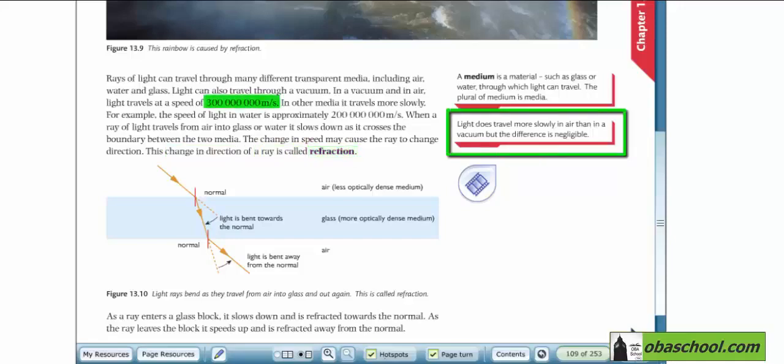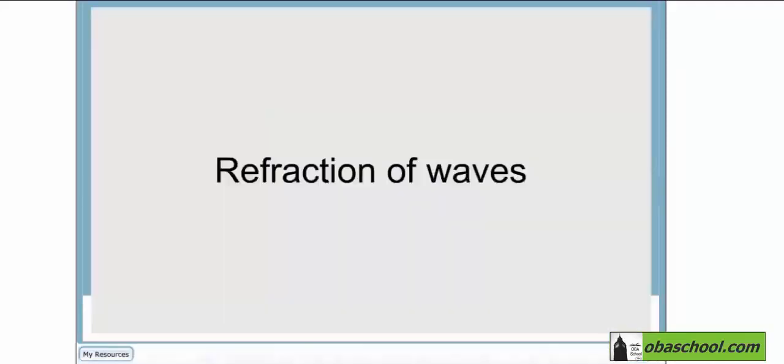Noting that the speed of light in vacuum is the maximum value of the speed of light, which is, as we know, 3 times 10 power 8 meters per second. And it's true that light travels in air slower than in vacuum, but the difference is negligible, so we take them both as approximately equal to each other.